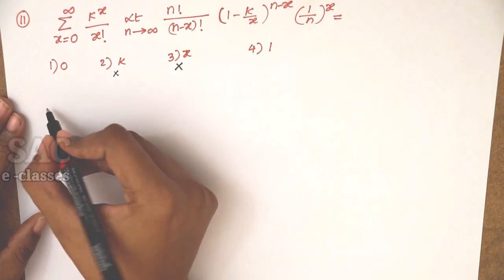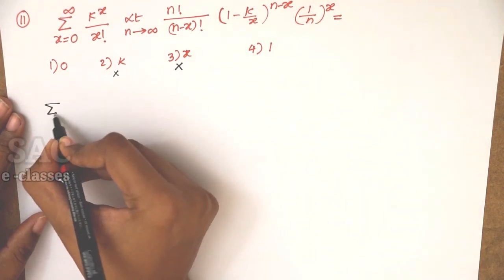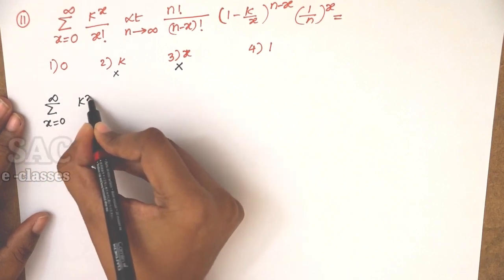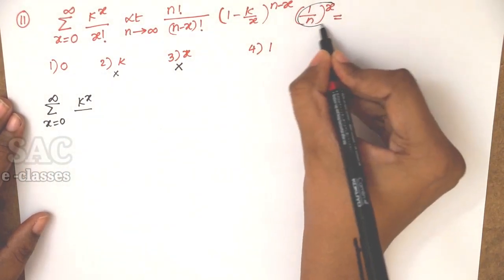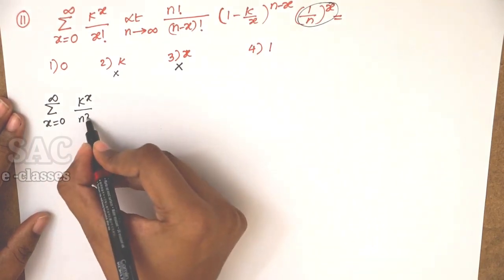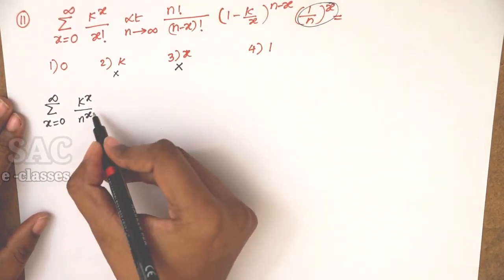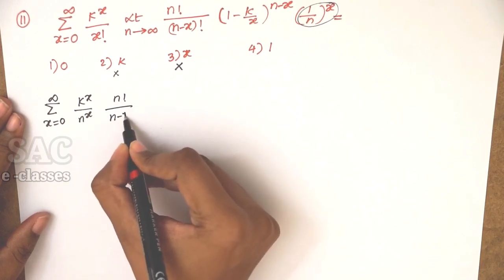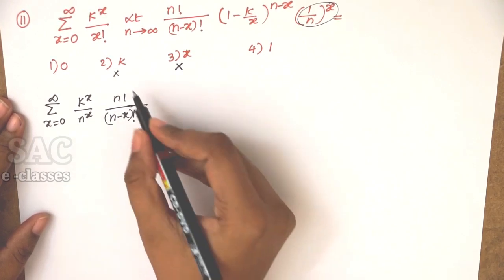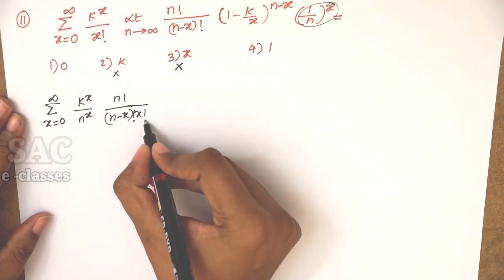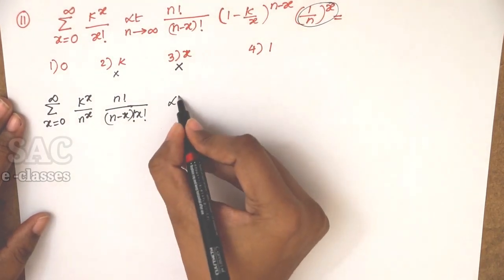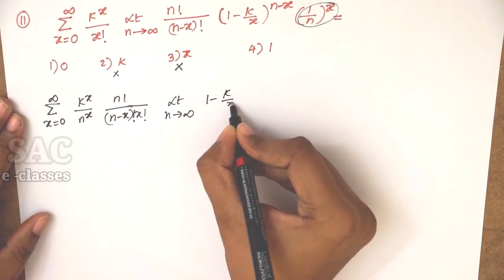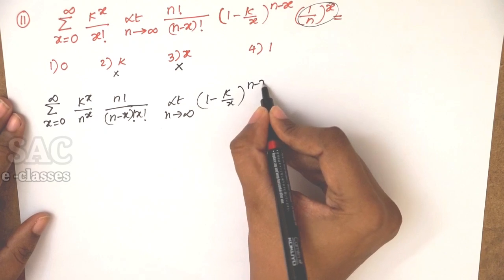Let's start doing it. Now let me write this as sigma x equal to 0 to infinity, k power x by x factorial, and this 1 by n whole power x I am writing as n by x, and n factorial by (n minus x) factorial into this x factorial I am writing here. Still what is left is limit n tends to infinity (1 minus k by x) whole power (n minus x).